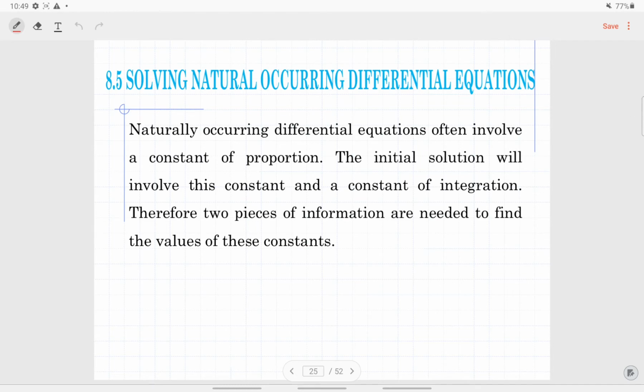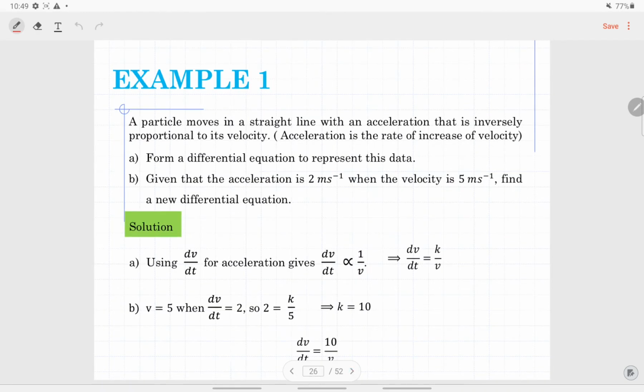Solving 8.5, solving naturally occurring differential equations. Naturally occurring differential equations often involve a constant of proportion. The initial solution will involve this constant and a constant of integration. Therefore, two pieces of information are needed to find the values of these constants. Okay, the example 1.